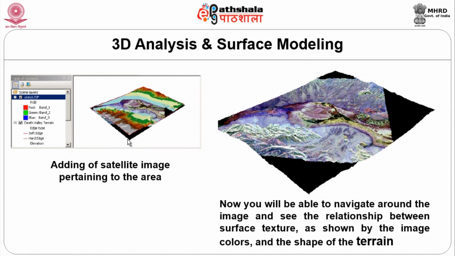A kind of adding satellite data for your DEM, once it is generated. How do you use this? For that particular area, acquire the satellite data, and then you try to superimpose them. It's not only superimposition, you can also navigate, that is go through, or fly through as we call it, pass through the entire object. You go around the image and see the relationship between the surface texture.